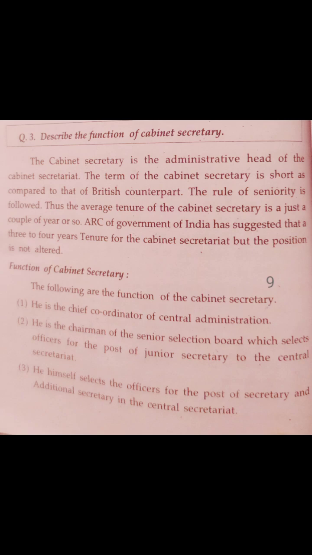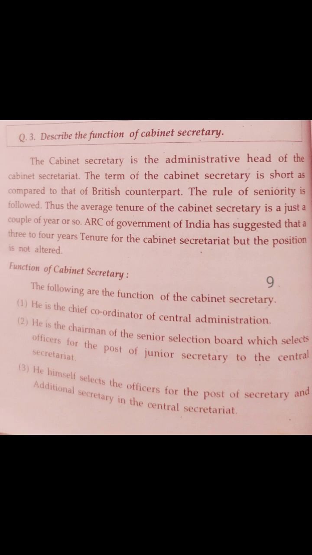The ARC of the Government of India has suggested a 3 to 4 years tenure for the Cabinet Secretary, but the suggestion is not accepted. Functions of Cabinet Secretary. The following are the functions of Cabinet Secretary. First, he is the Chief Coordinator of Central Administration.